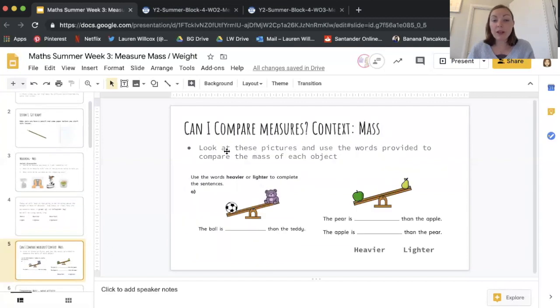So slide 5, your can I is, can I compare measures? And your context is mass. Look at the pictures and use the words provided to compare the mass of each object. So here you've got heavier or lighter, you've got a ball, and you've got a teddy. So the ball is blank than the teddy. Have a go at filling in that sentence.